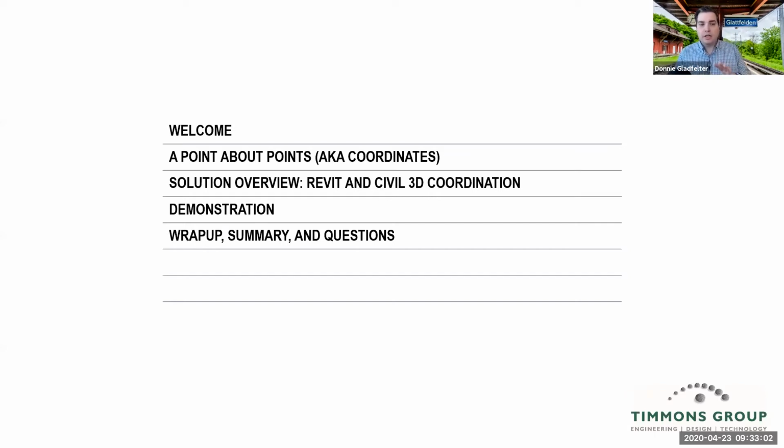And so we're going to talk first about what is the problem. How does Revit see the world? How does Civil 3D see the world? And then from there, we'll take a look at the solution itself. And it's going to combine a number of different tools. And so we'll talk briefly about what those tools are before rolling up our sleeves a bit and jumping into the software and seeing how we can actually put all of this to work.